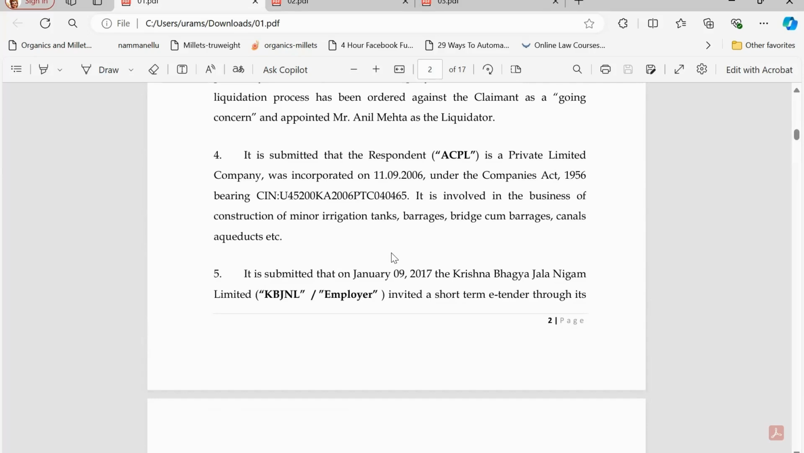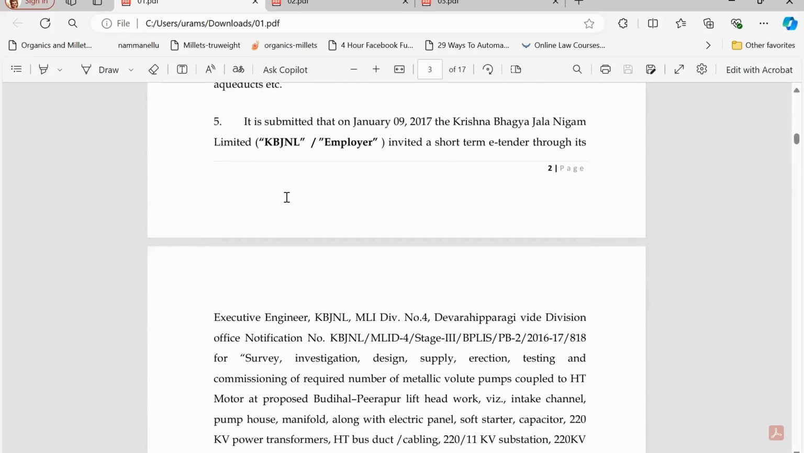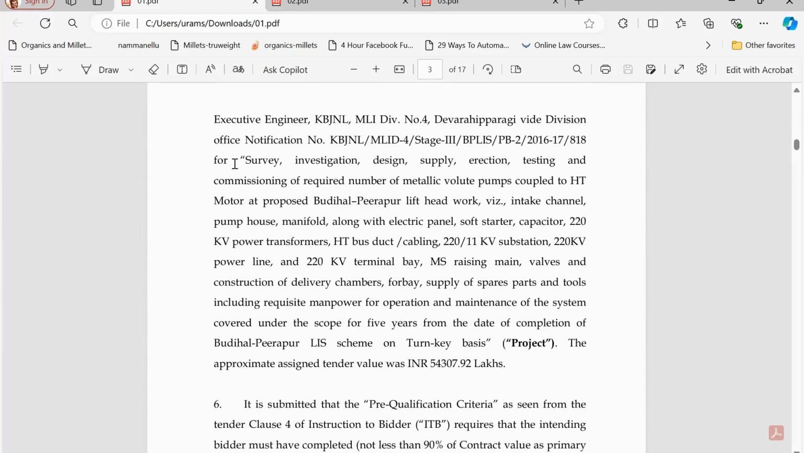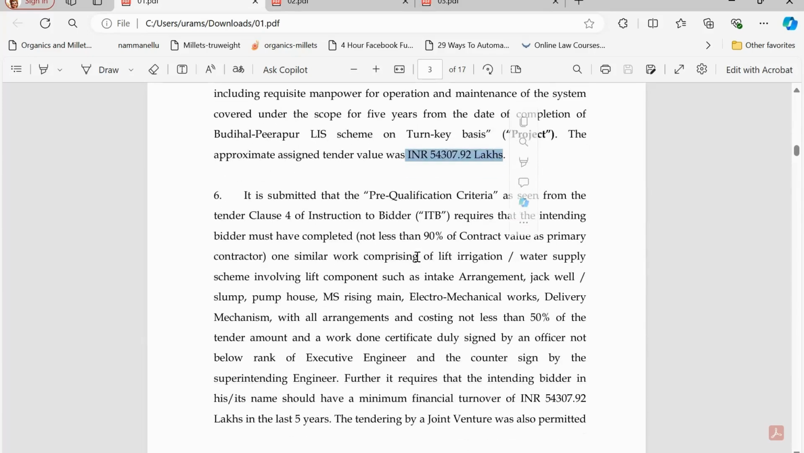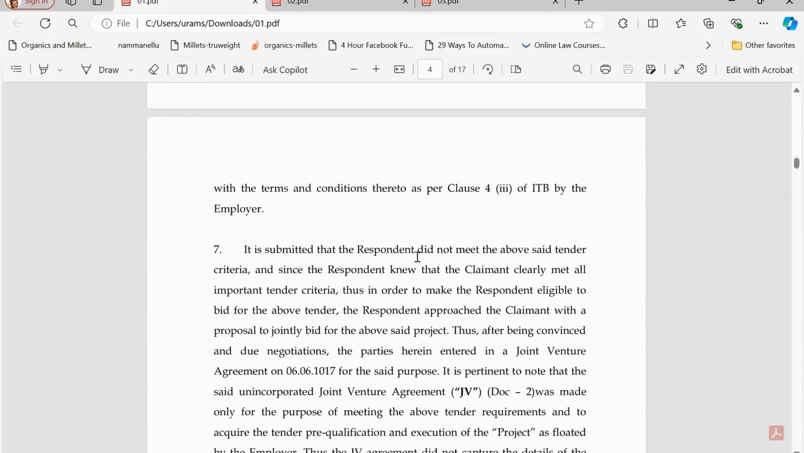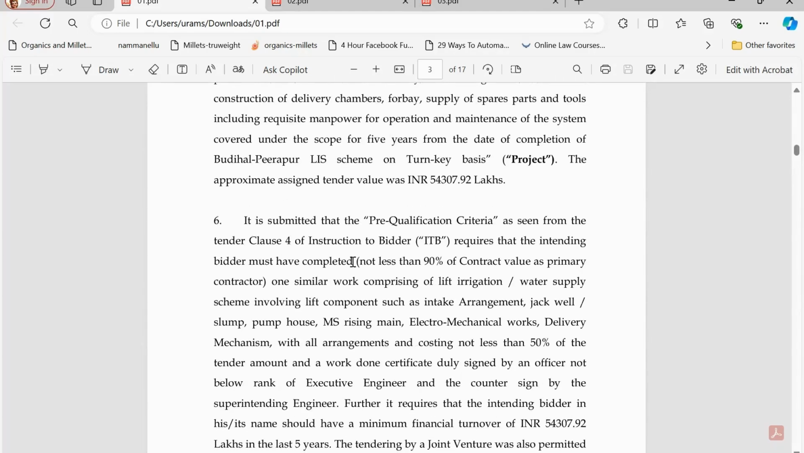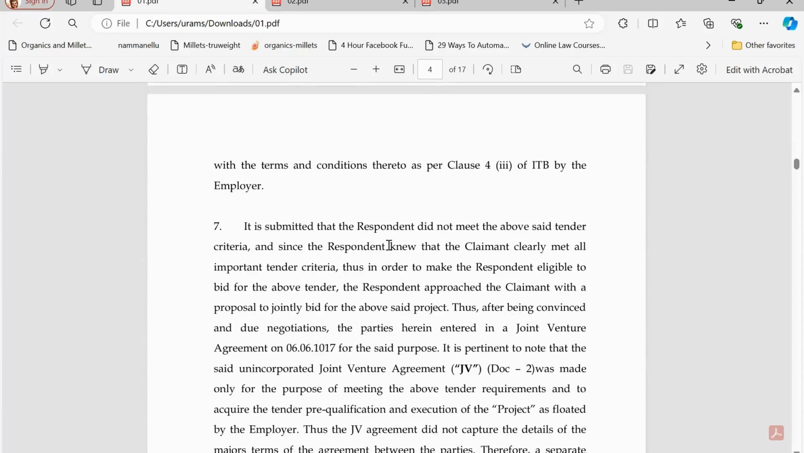And next is a brief detail of the respondent. It is a private limited company, and the CIN number is included here. And next, the contract detail, that is, the contract to which the dispute relates is mentioned here with the contract reference number along with the date and the scope of work: the survey, investigation, supply. The value of the contract is also mentioned here. From here, the facts of the case are mentioned since the beginning, with reference to the date since the start of the contractual execution. Everything is detailed here.